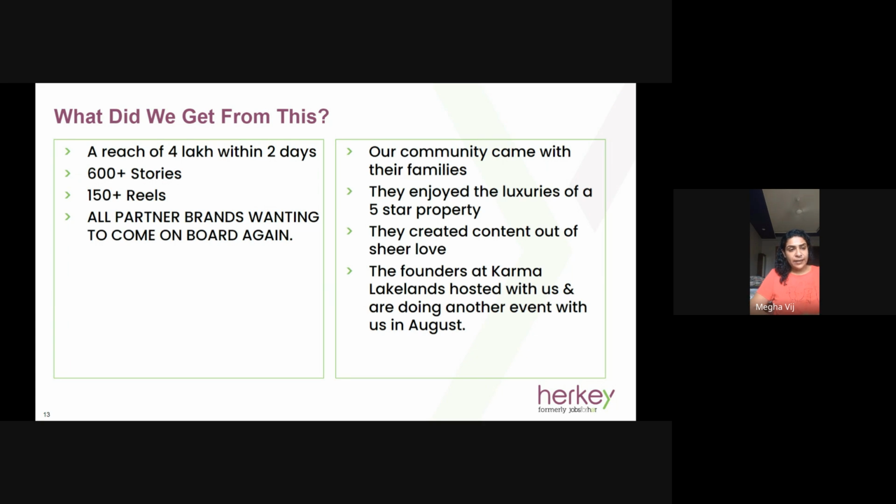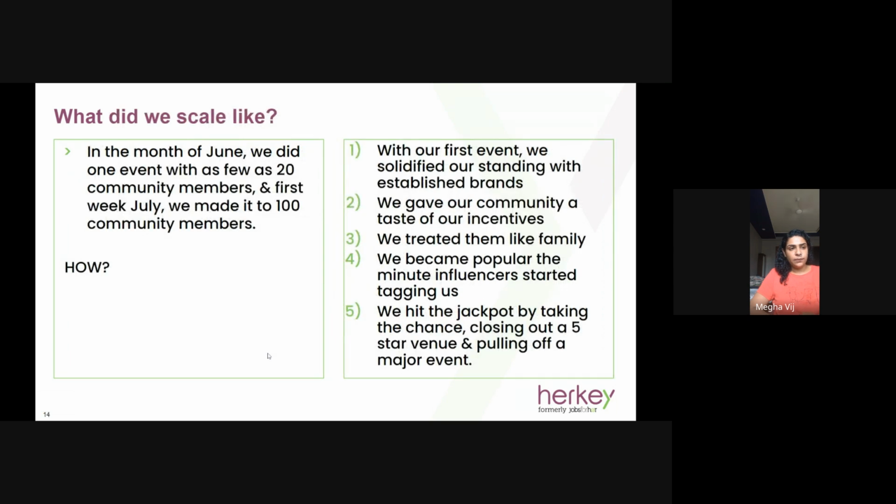We can go to the next slide, please, Swati. So what did we scale like? How did the scale happen? In the month of June, we did one event with as few as 20 community members. And in the first week of July, we made it to 100 community members. So this is basically the process in which this was established. This growth was very quick.